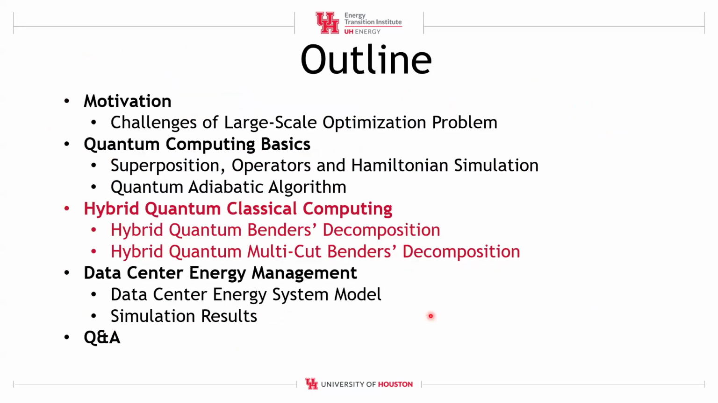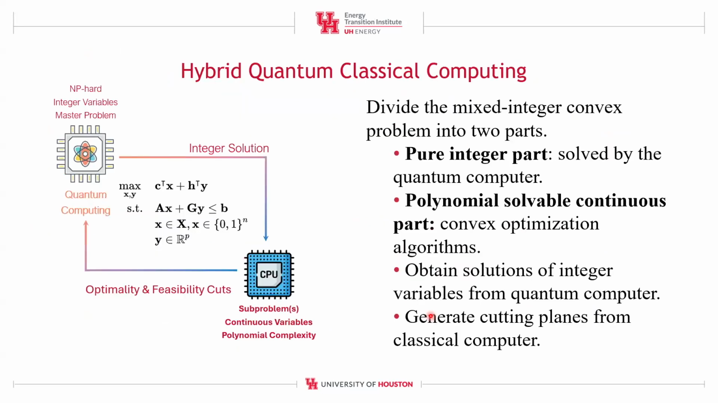So once we know how to use a quantum computer to solve the QUBO problem, let's see how we connect the quantum computer with the classical computer. The idea, as I said, is that we separate the problem: one part on the quantum computer, the other part on the CPU. For the CPU, we want to solve the polynomially solvable problem, normally convex optimization or linear programming. For the quantum computer, we want to use it to solve the hard problem, for example, pure integer linear programming problems. By using the iteration between the quantum computer and the classical computer, we can get the optimal solution for our original problem. So let's look at the idea again.